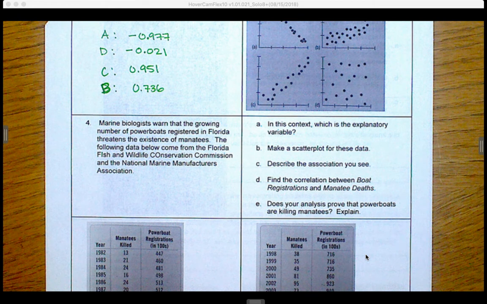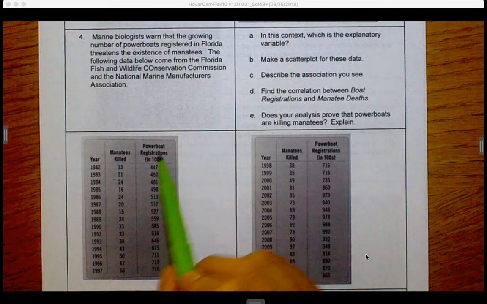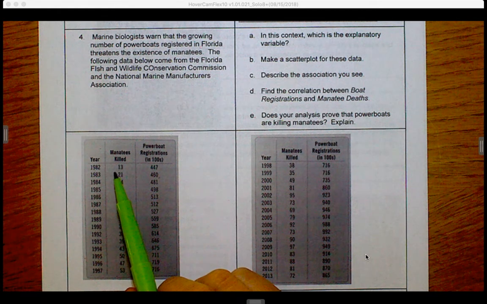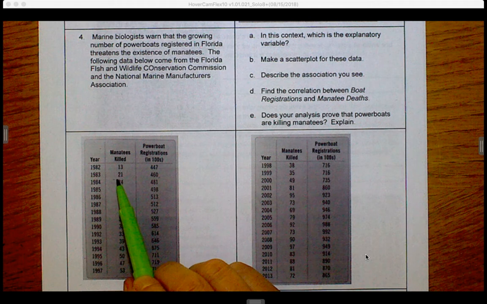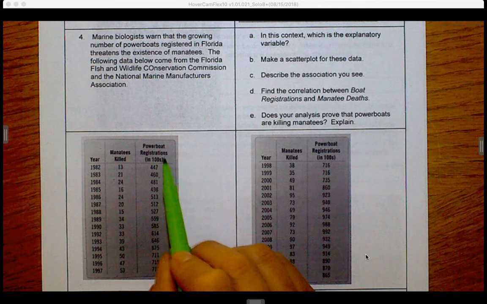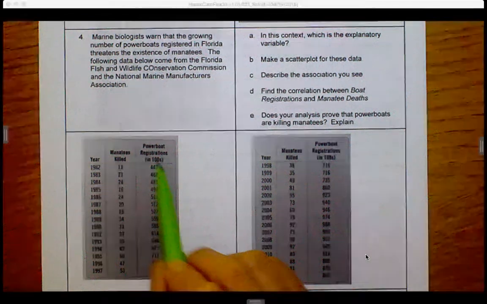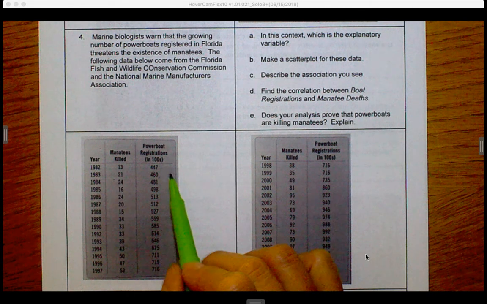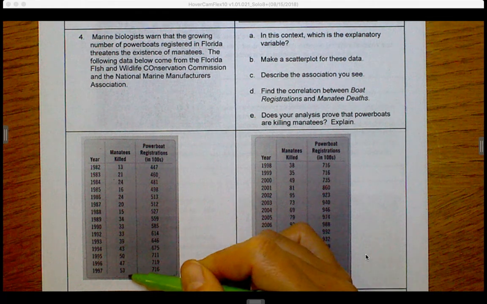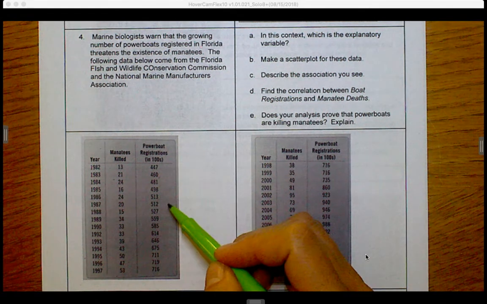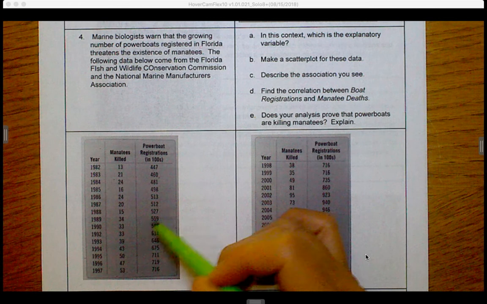What we're looking at is which one of these is explaining the other. We have powerboat registrations and manatees killed. Is it that the number of manatees killed is influencing the powerboat registrations? Or is it that the powerboat registrations are influencing the number of manatees killed? Likely that way around. The more powerboats you have registered, and we see this over the years, the more manatees are being killed. We're not having people registering for powerboats because manatees are being killed. It's the other way around.